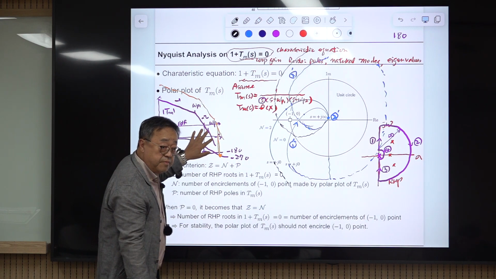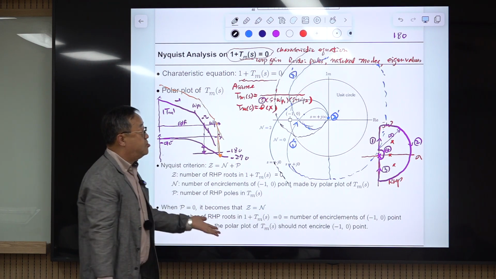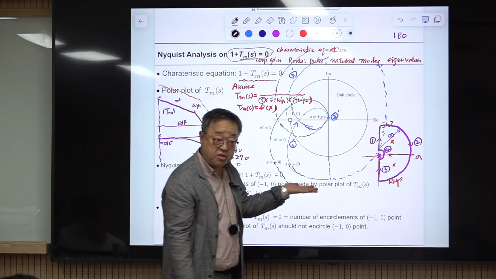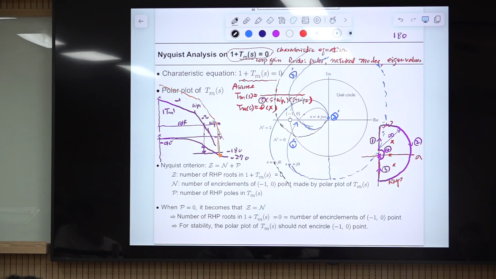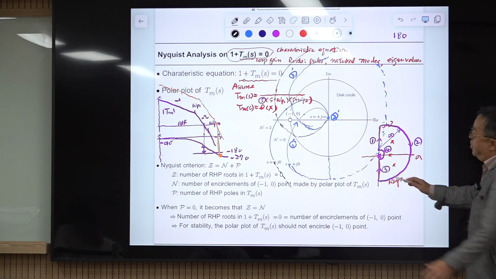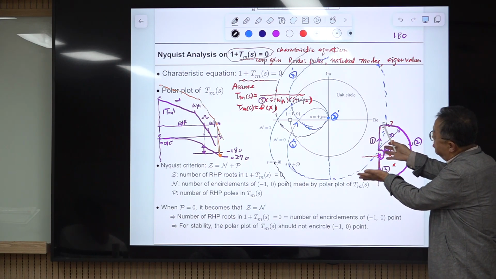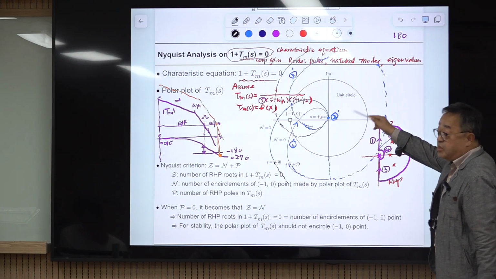Next time, I'll discuss the case of a conditionally stable system. A conditionally stable system is a special system that can also be explained using this simplified stability criterion.